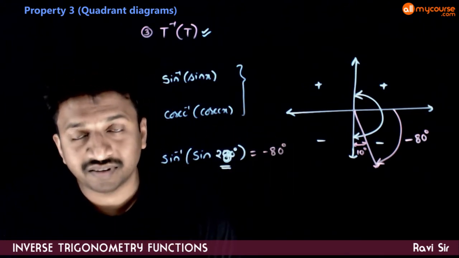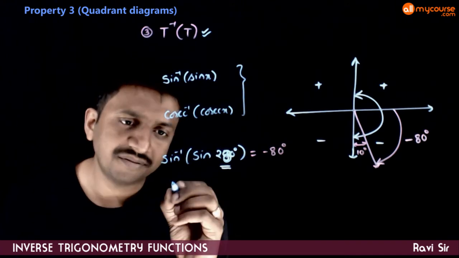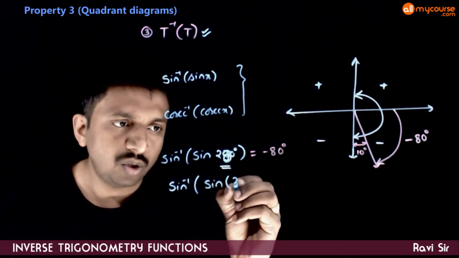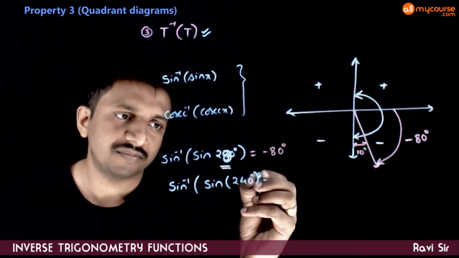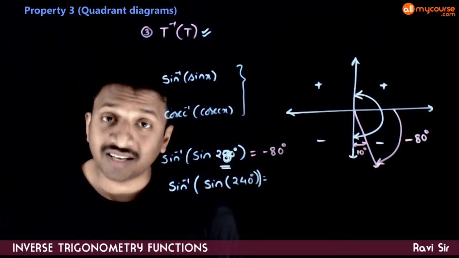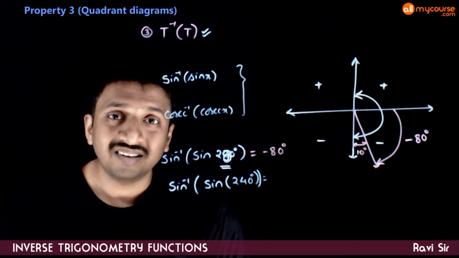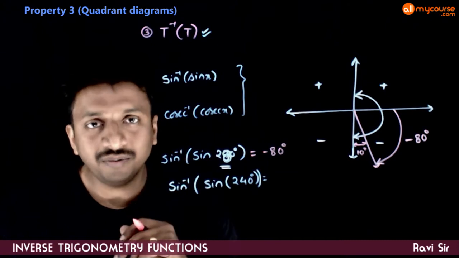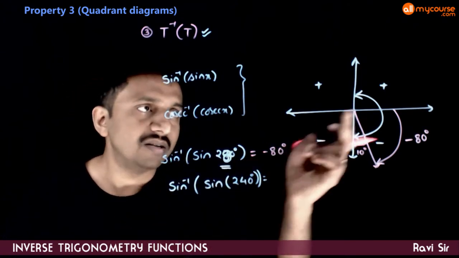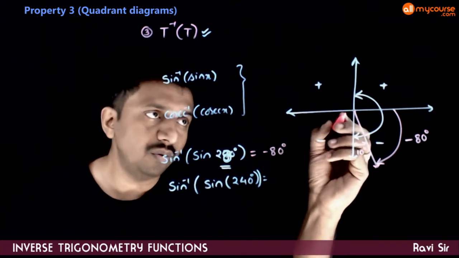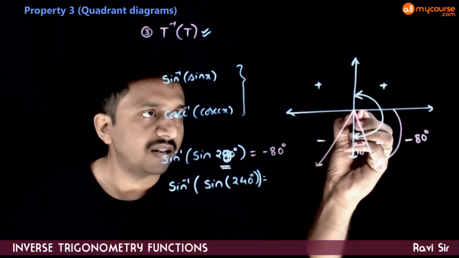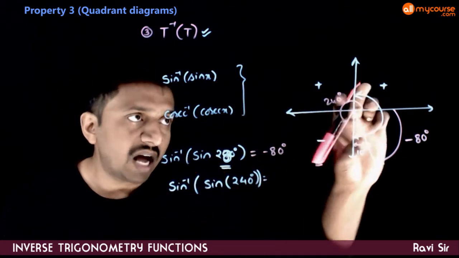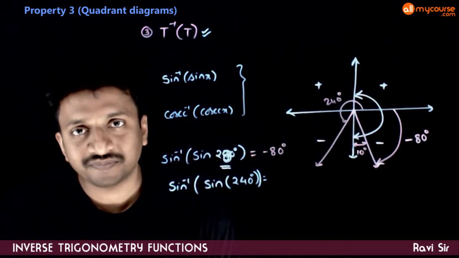So the answer to this will be just minus 80 degrees. Next, if you have sine inverse of sine of 240 degrees. Again, 240 degrees also does not lie in the range of sine inverse. So what you first do is draw the ray corresponding to the angle 240 degrees. So 90, 180. So 240 lies somewhere here. Let this angle be 240 degrees. Now as you can see, the ray lies outside the range of sine inverse.